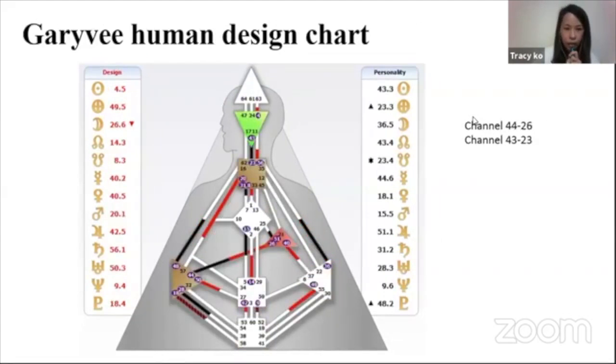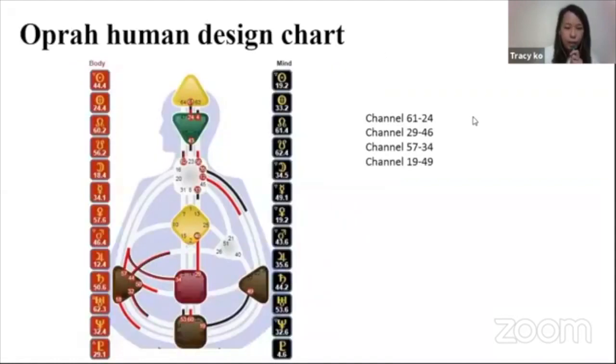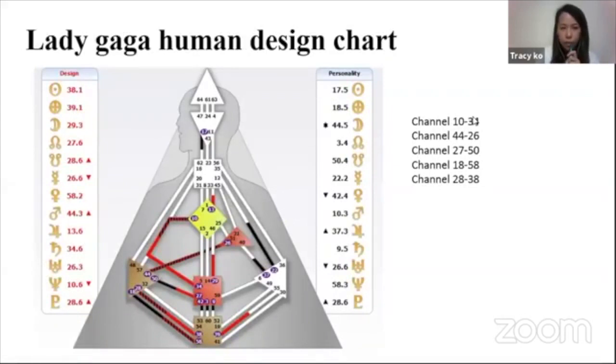This is the human design chart of Gary Vee, and you can also see that he has only 2 channels. This is the human design chart of Obama, and you can see that he has only 1 channel. This is the human design chart of Oprah. We can see that she has 4 channels. And finally, this is the human design chart of Lady Gaga, and we can see that she has 5 channels.